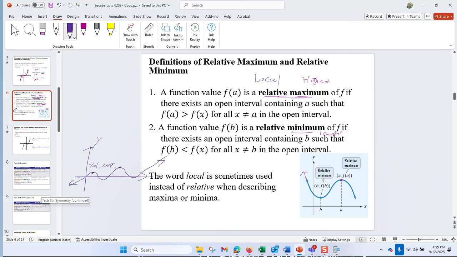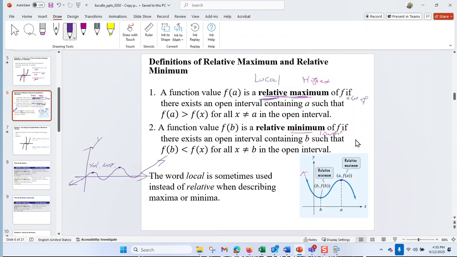So when you see the word relative here, that means you can have more than one relative maximum. So you can have multiple city champions instead of just Texas, right? Because there are a lot of cities instead of Texas. So you can have several relative maximums, and same thing, you can also have several relative minimums.